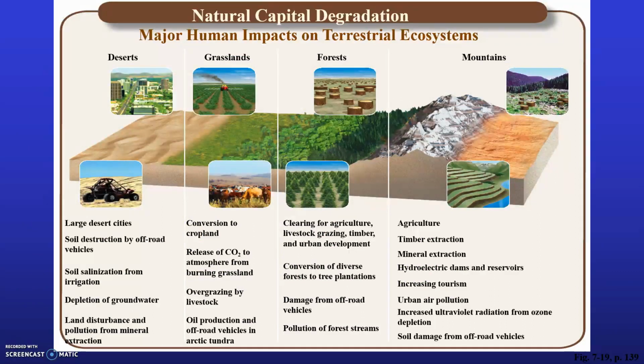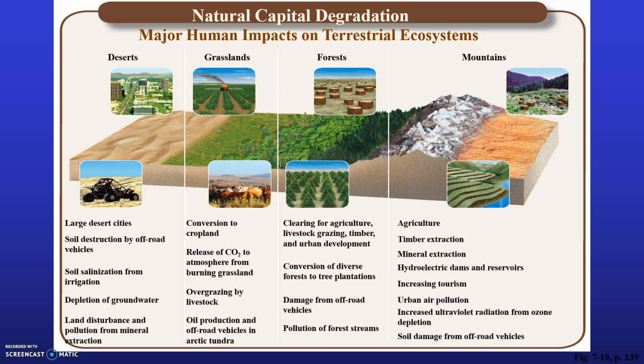So this slide depicts some major human impacts on terrestrial ecosystems. Remember, we said that biomes are deserts, grasslands, forests, and mountains play a unique role. They're not really a biome, but they're a topographic feature that has impact on climate. So let's take a look at some of these human impacts on terrestrial ecosystems.